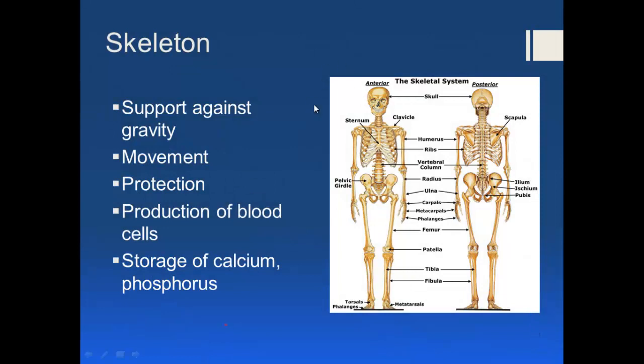So let's take a look at the skeleton. The skeleton helps support us against gravity. We have to have something solid so that we don't just turn into a ball of mush. It provides movement and protection. The thoracic area, the ribs, for example, provide protection. The skeleton also provides production of red blood cells, and it's a storage site for calcium and phosphorus, which are two very important minerals for a lot of processes that take place in the body.